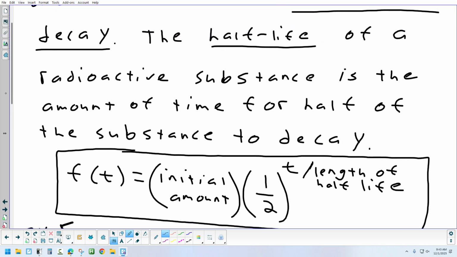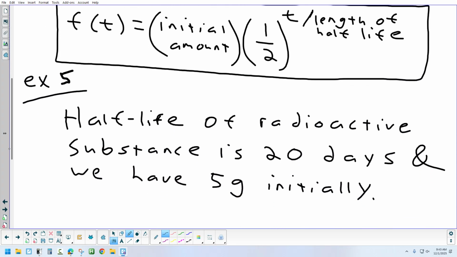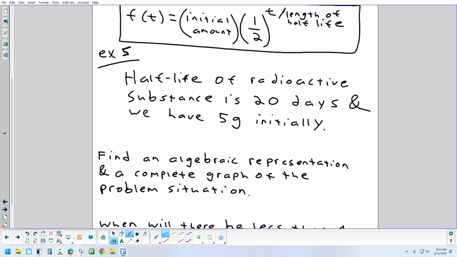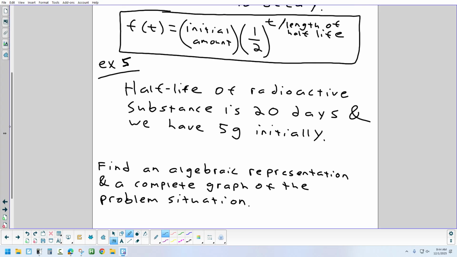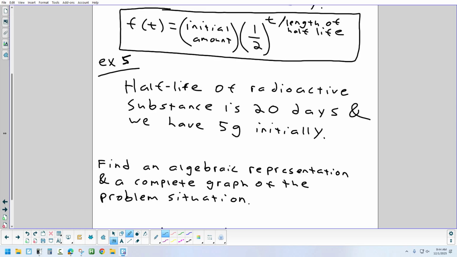Does everybody have the part above the formula? Okay, so find an algebraic representation of the problem. Again, A is just going to stand for the amount that you're going to have left, and T will be the variable that controls how much you have left. Ruben, what comes right after the equal sign? The initial amount. Yep. And in this case, how much are we starting with? 5 grams. Yep, perfect.